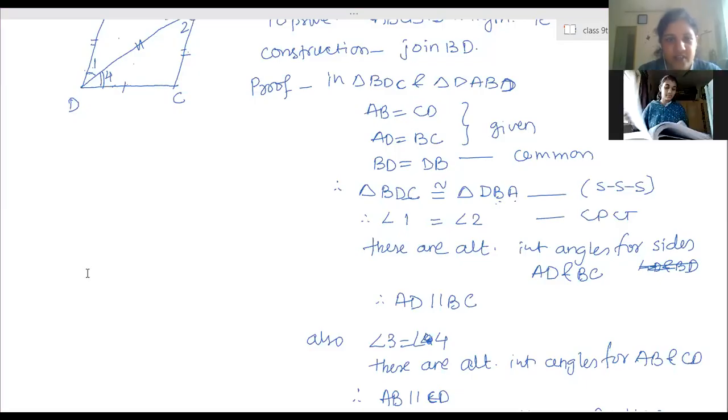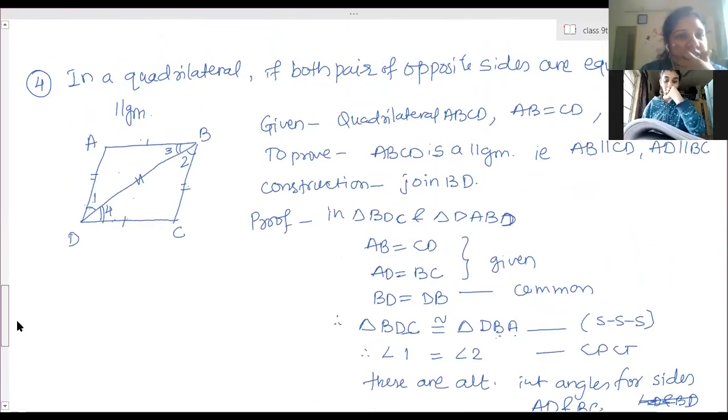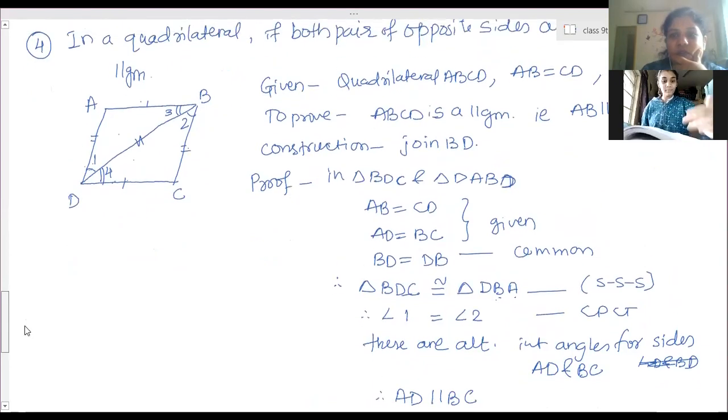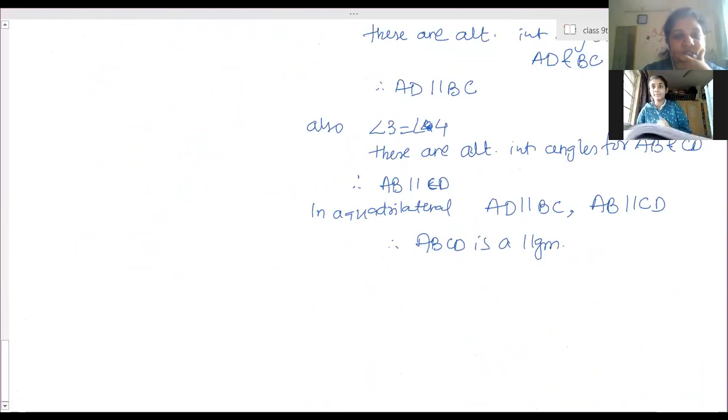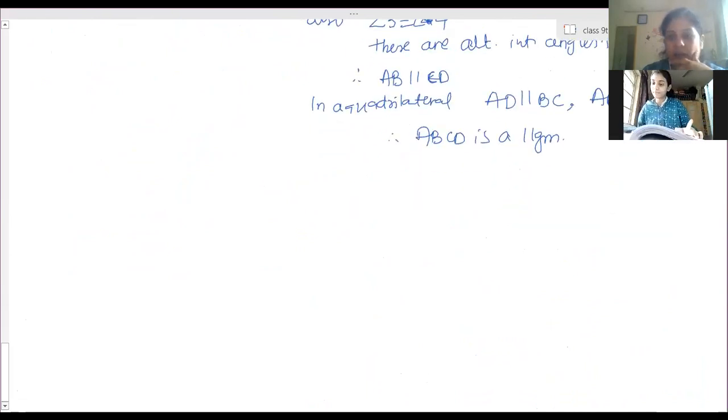Quadrilaterals. So let's finish that. Which part have we seen? In a quadrilateral, if both pairs of opposite sides are equal, then it is a parallelogram. The next is, if in a quadrilateral the diagonals bisect each other, then it is a parallelogram. That we have to prove.